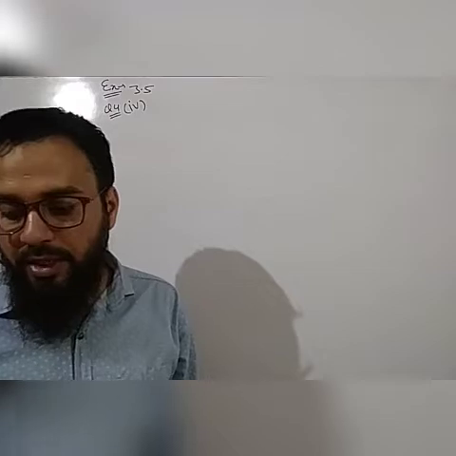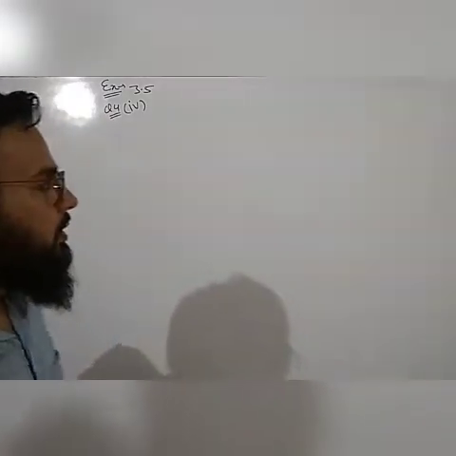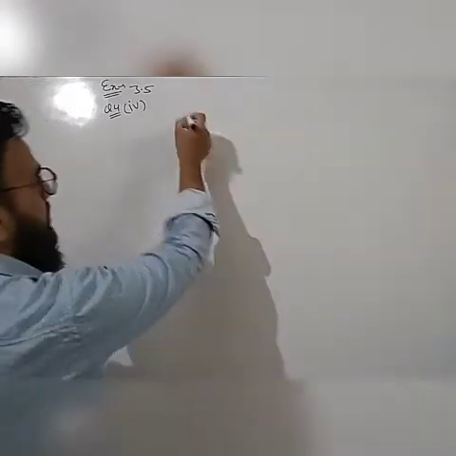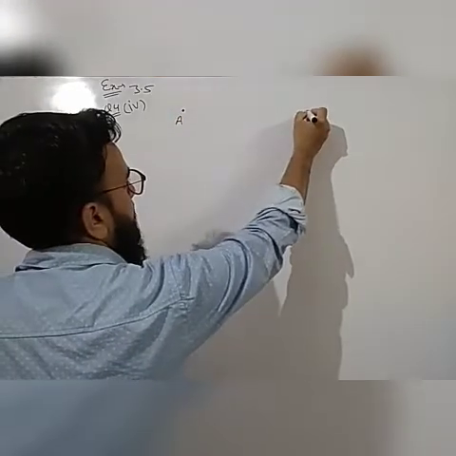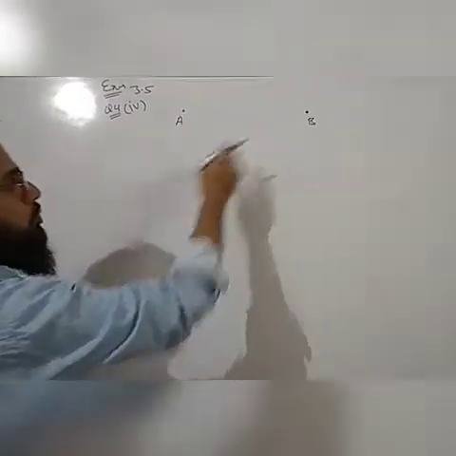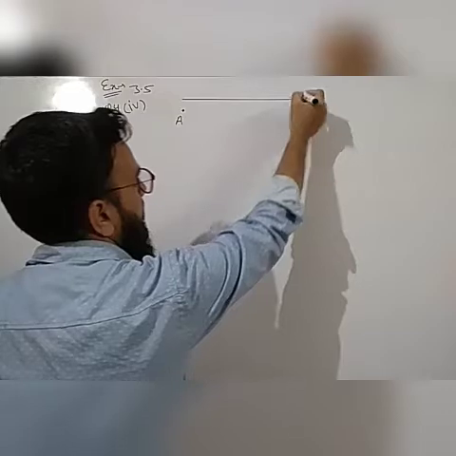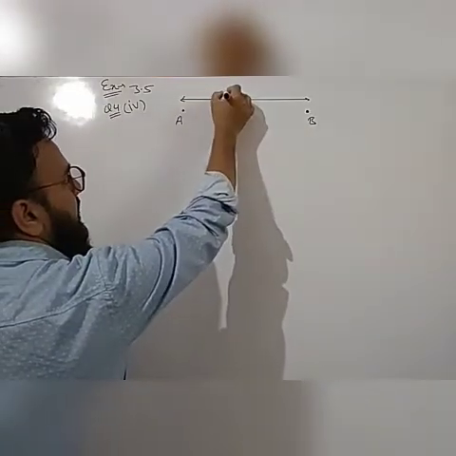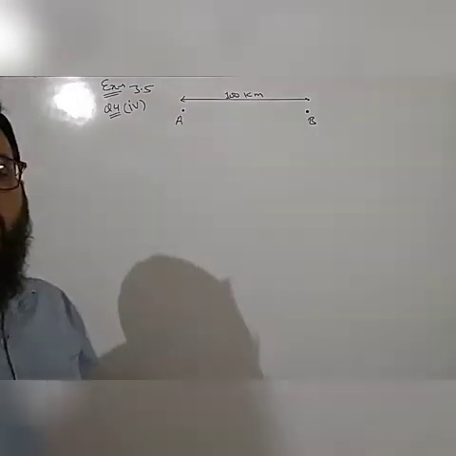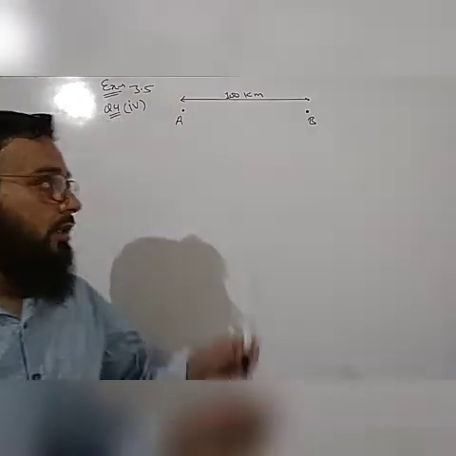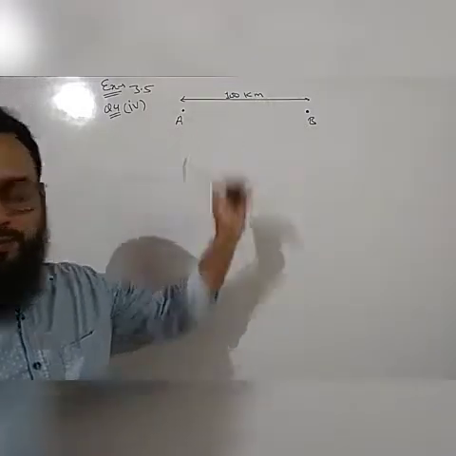Places A and B are 100 km apart on a highway. So we are given two places. Let us consider this is place A and this is place B. The two places are at a distance of 100 km. The distance between A and B is 100 km.